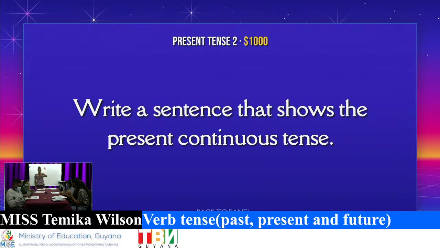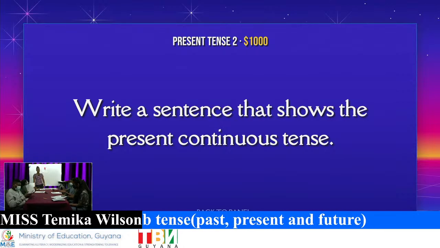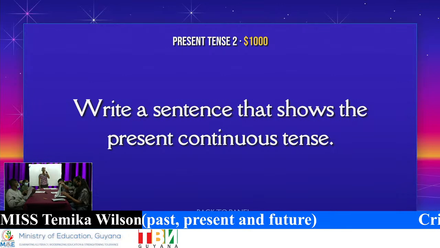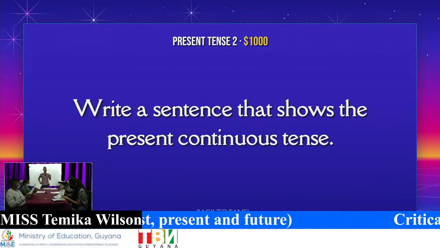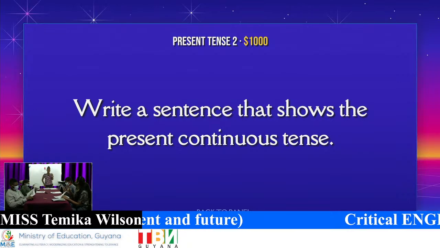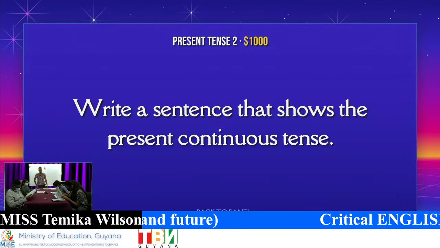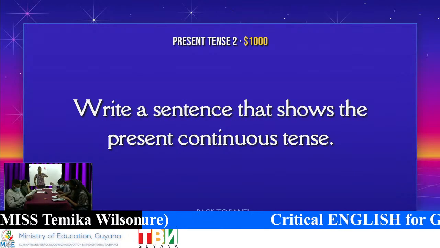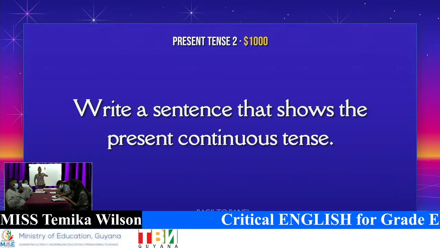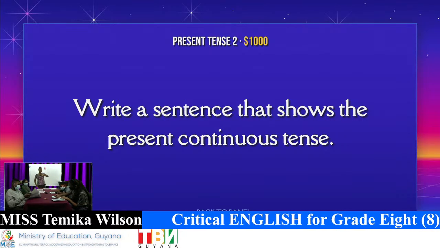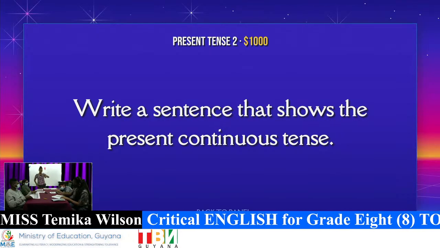I'm going to give you 30 seconds. Quickly. Remember, I told you the thousands application. Write a sentence that shows the present continuous tense. Now you can't give me the sentence that I gave you earlier, right? We're going to give them 30 seconds to score 1,000 points.